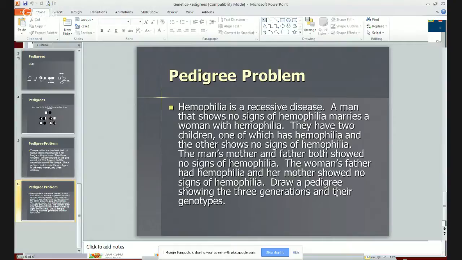We can now go back and see that dad has to be a carrier, because that's the only way he can have a son or a kid that has hemophilia. Okay. The man's mother and father both showed no signs of hemophilia. So now we have to go back up to dad and draw his parents up above him. They're both normal.